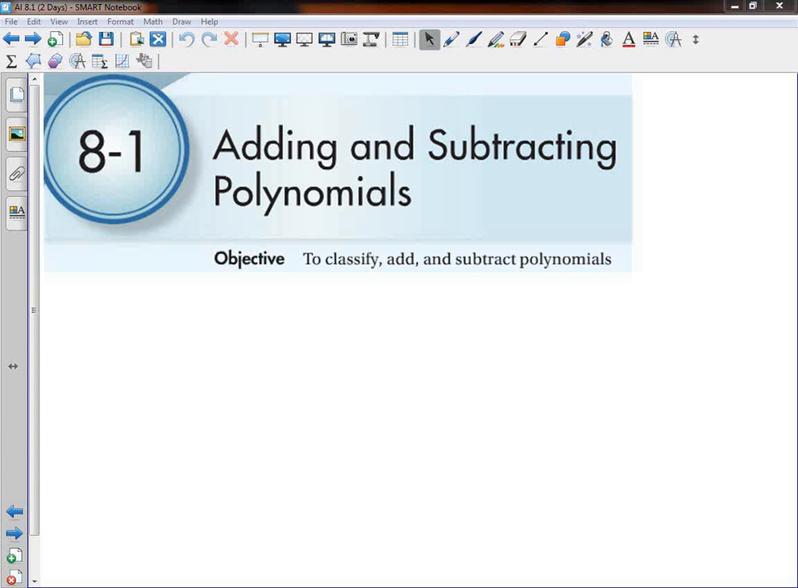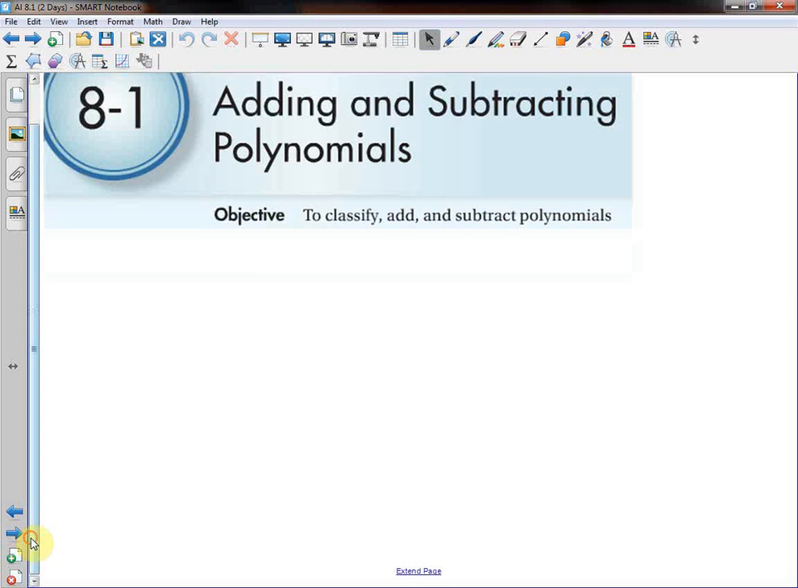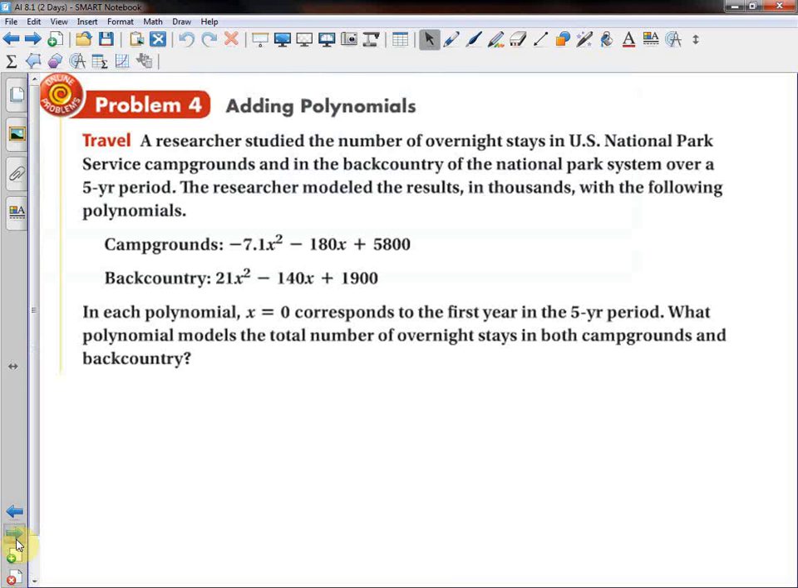Today we're going over Lesson 8.1, Part 2, where we're talking about adding and subtracting polynomials. So problem 1 is talking about adding polynomials. We have a researcher who's talking about the overnight stays in U.S. national parks and in the back country of the national park system over a 5-year period. And he modeled the results in thousands with the following polynomials.